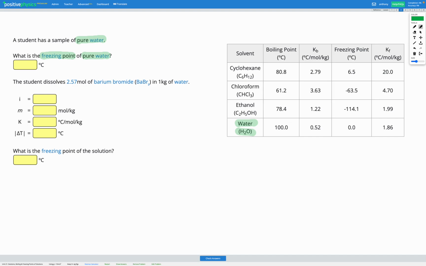So freezing point is in this column of our table here. So this is going to be our freezing point of pure water. So we can fill that in here. It's 0 degrees C.